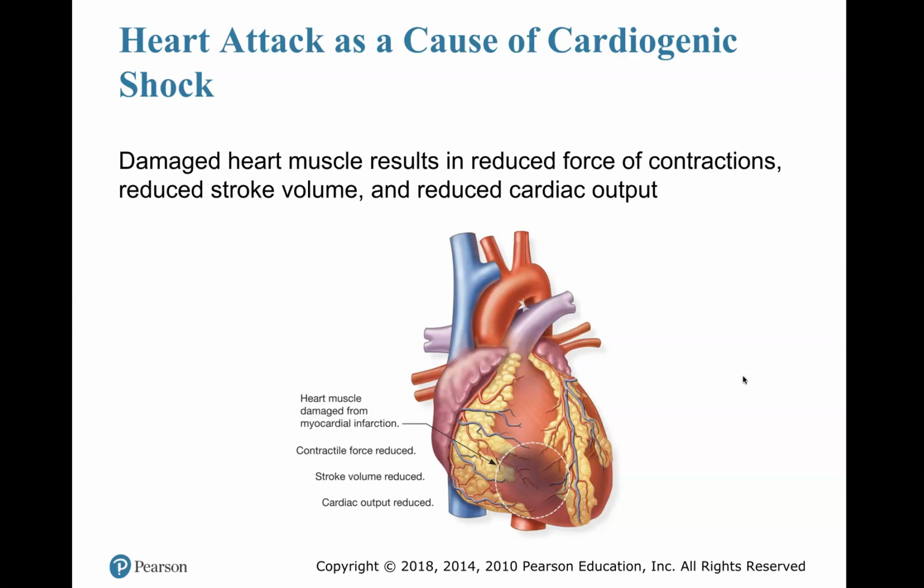So in this field, we're going to refer to heart attacks as MIs, myocardial infarctions. So if I say your patient's having an MI, that means they're having a heart attack. Okay, so damaged heart muscle results in reduced force of contractions, reduced stroke volume, and reduced cardiac output. So you see it circled there. You see the tissue death going on, or the damaged muscle. Contractile force is reduced. It means it's the inability for the ventricle to contract properly. Stroke volume is reduced. That means it can't contract properly. They can't pump out enough blood, and then that results in cardiac output being reduced.